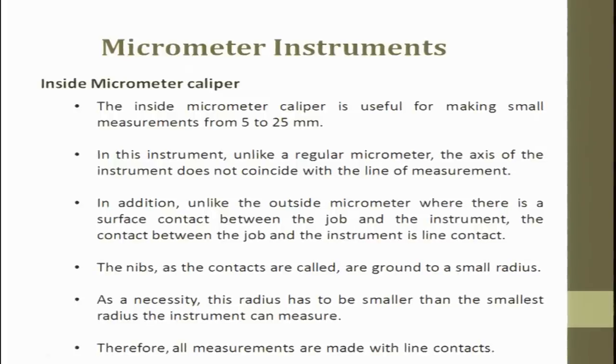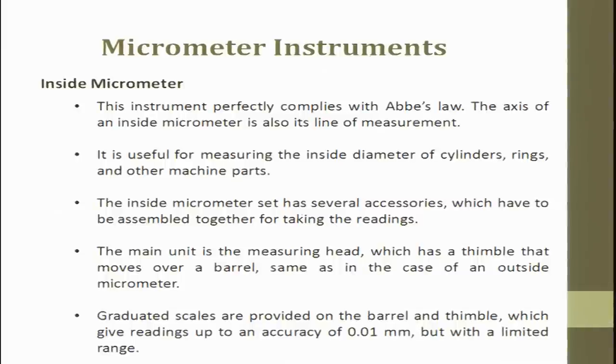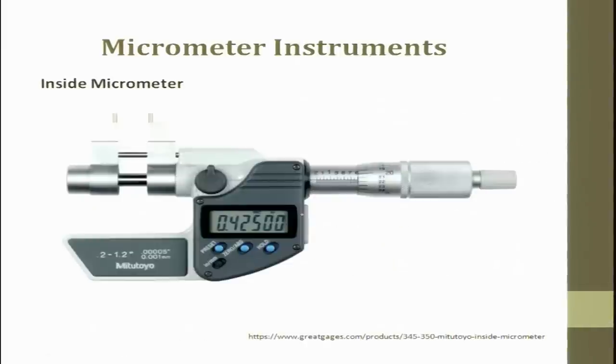Inside micrometer: the inside micrometer is used for making very small measurements from 5 to 25 millimeter. This is the inside micrometer. Whatever we had here was outside, so we can also have inside micrometer. Rest all equipment follows the same. So you will have a main scale reading, you will have a thimble screw. These are the vernier scale readings, and then you will try to get the values.